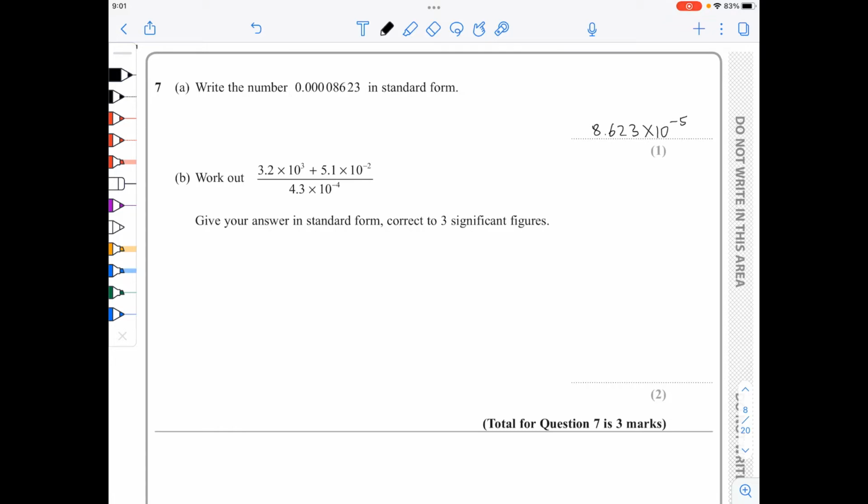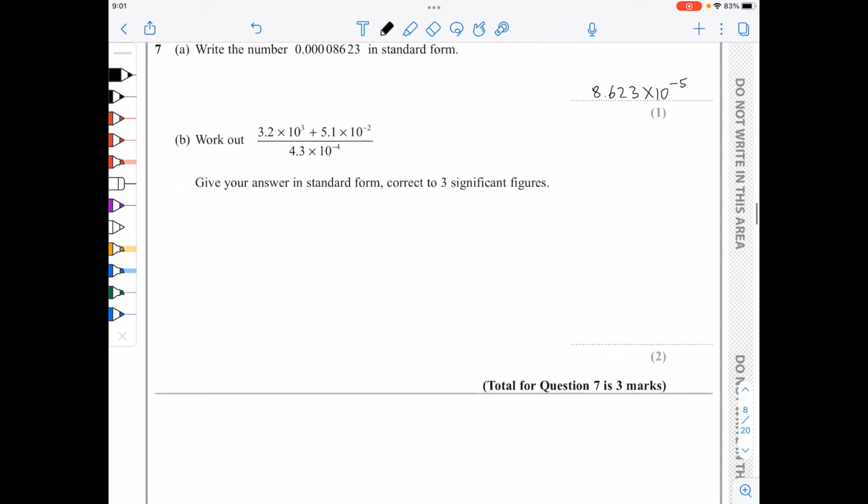And in B, we need to work out the value of this, giving an answer in standard form correct to 3SF. Well, I'm just going to plug everything into the calculator. I get an answer of 7441979.07, which in standard form to 3SF will be 7.44 times 10 to the 6, because the decimal point has been moved by 6 places to make the number between 1 and 10.